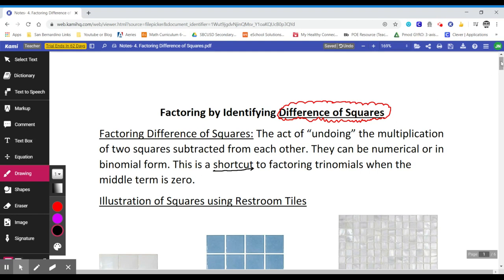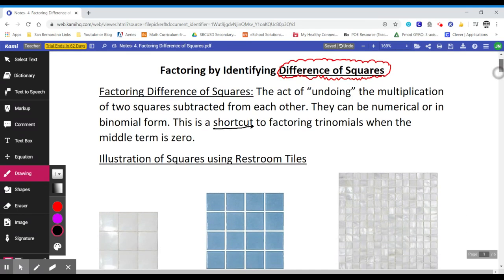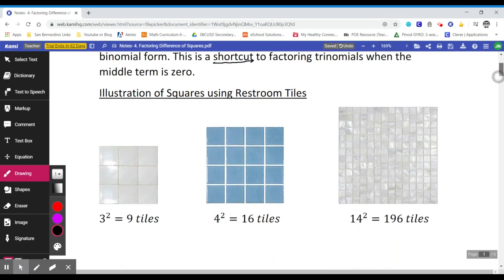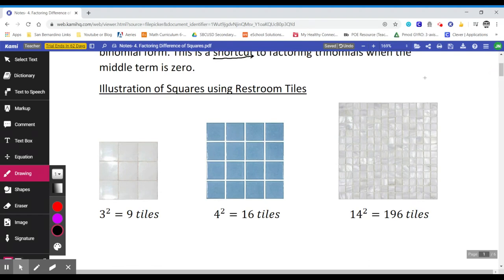But first, since we're talking about squares, that means that we're literally talking about squares. So let's go through some examples of some things that are squared using restroom tiles. These are actual pictures of tiles from random restrooms. So this is an example of 3 to the power of 2, which is 3 squared. It is called 3 squared because if you notice, it forms a square.